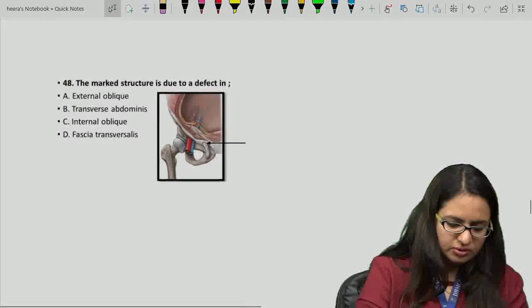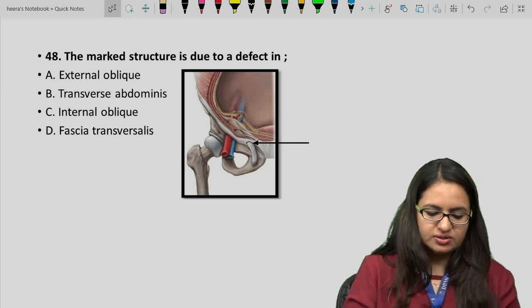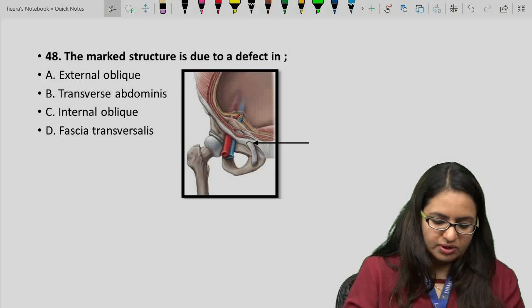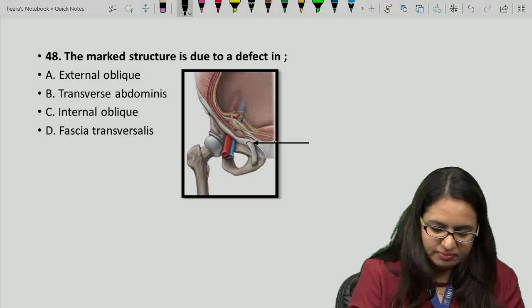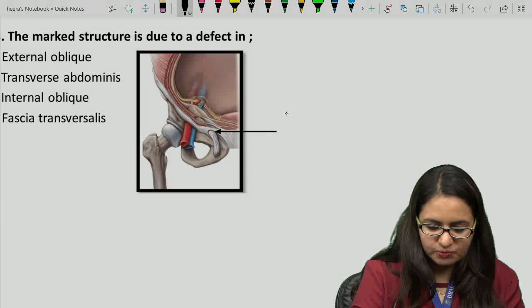Now, for the next question, question number 48, the marked structure in this picture is due to the defect in. Now, if you see the marked structure over here, this marked structure is the superficial inguinal ring.